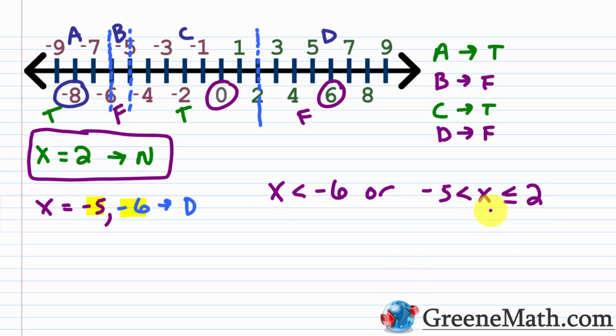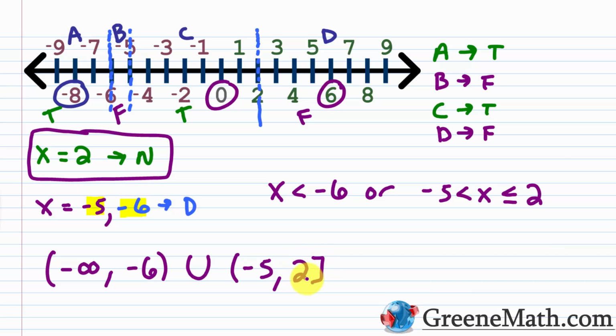We can also write this in interval notation as the union of the two intervals. So we can say from -infinity up to but not including -6, and the union with, you have anything larger than -5, again, -5 is not included, out to and including +2. 2 is included, so you get a bracket there.